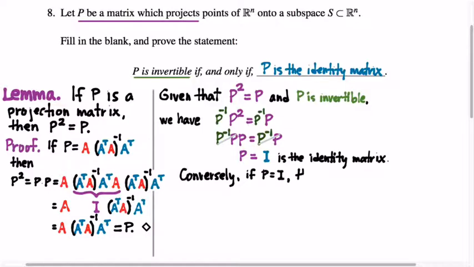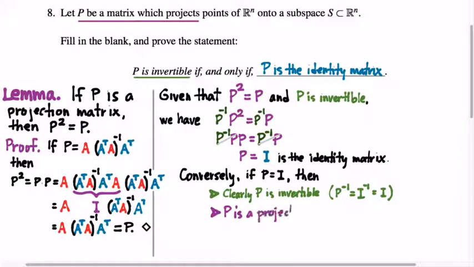Conversely, let's assume that P is the identity matrix. Then clearly P is invertible, because the identity matrix is its own inverse. But why is P a projection matrix? How do we know P is a projection matrix if P is equal to the identity?